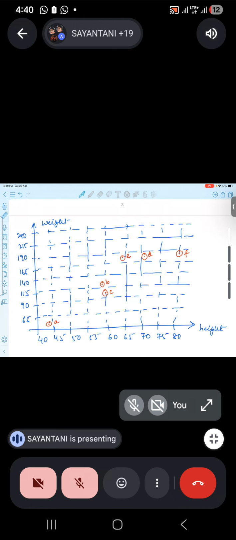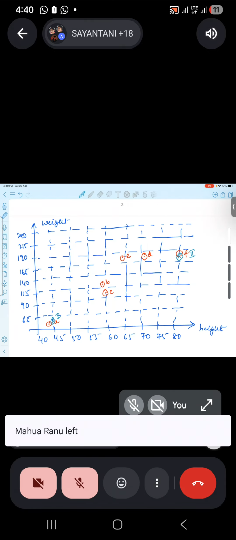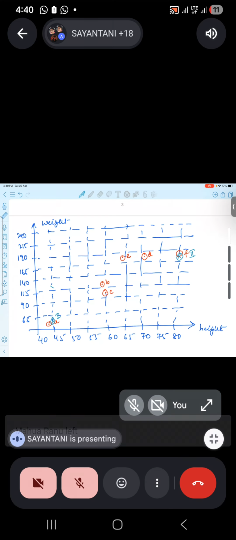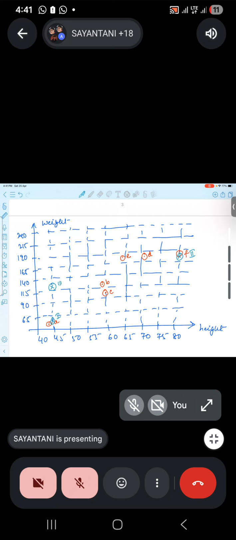So the first one is 45 and 50. Mark it as 1. Next is 80 and 180. So that is 2. And then we have 45 and 170. This is our cluster centroids.